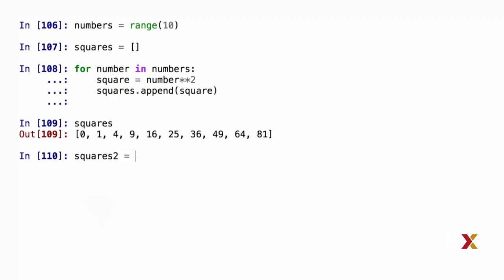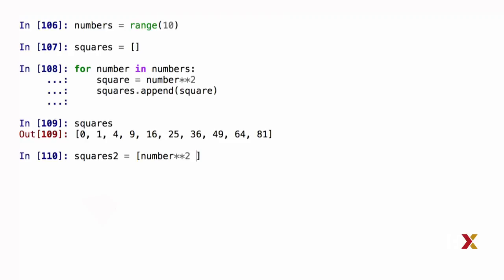Let's then construct the same list using list comprehensions. I'm going to call my new list squares2. I start the list comprehension by using square brackets. Consider a situation where I'm already given a number, which is stored in a variable called number. If I had that, I could simply square that number, and that would become an item in my list.